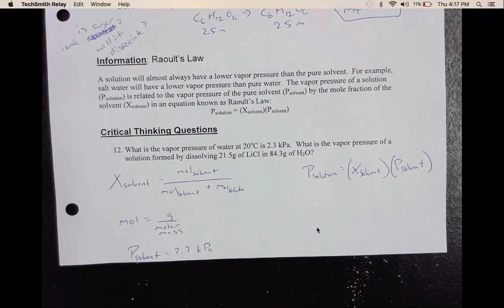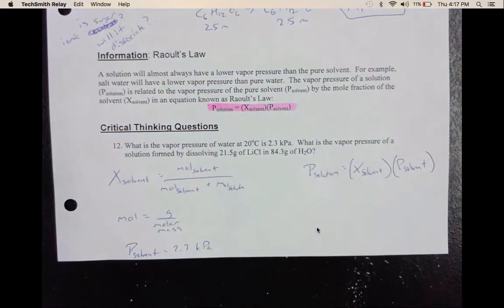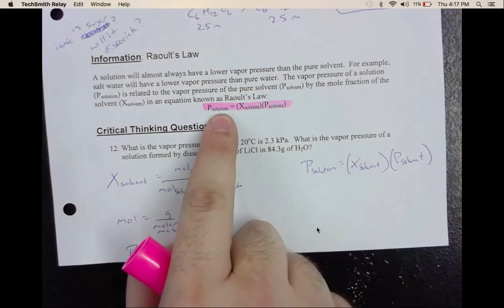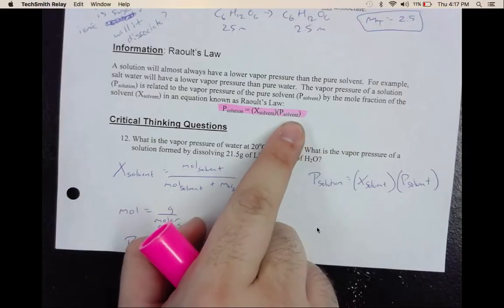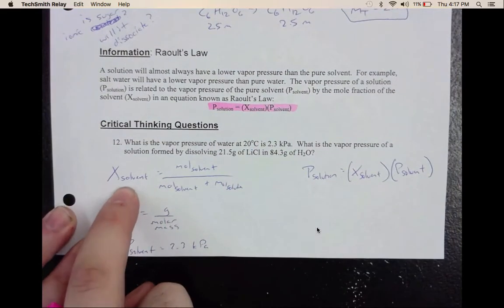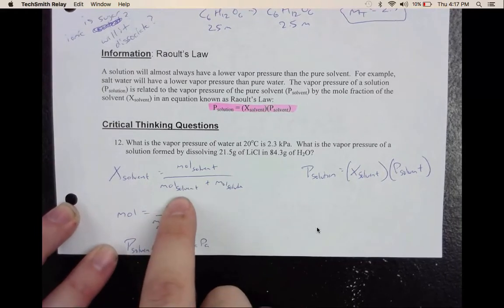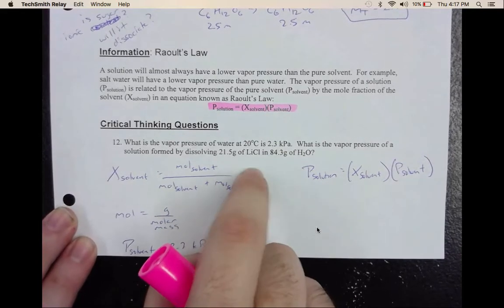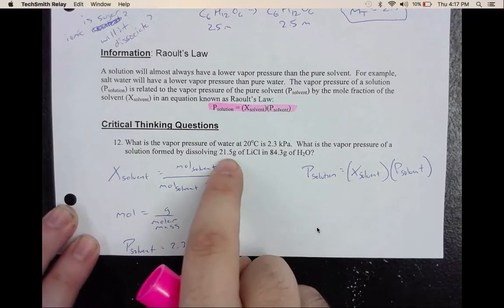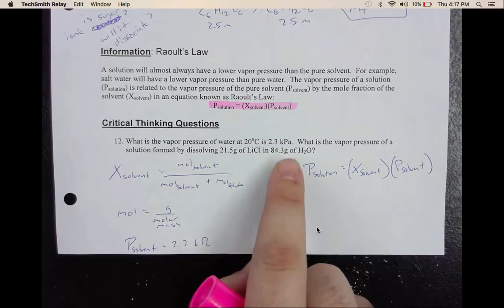Next, we have some information on Raoult's law. Raoult's, can't ever say it correctly, but here is your formula for Raoult's law. So Raoult's law is the pressure of the solution will equal your mole fraction of the solvent times your pressure of the solvent. So remember guys, your mole fraction from the previous chemquest for a solvent is X of the solvent will equal your moles of the solvent divided by your moles of the solvent plus your moles of the solute. So they gave us a lot of information and they did not give us moles, but we can calculate it because it gave us 21.5 grams of lithium chloride and 84.3 grams of water.